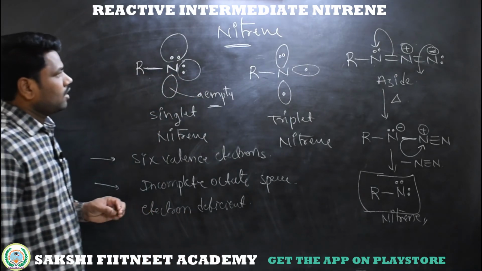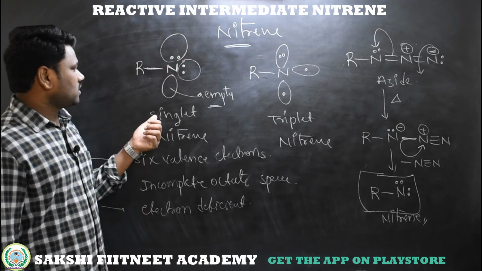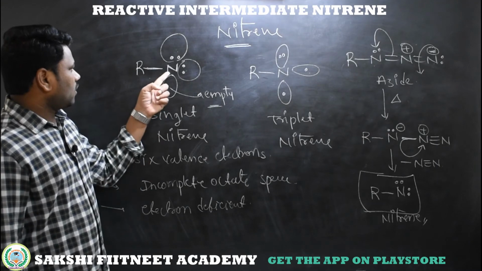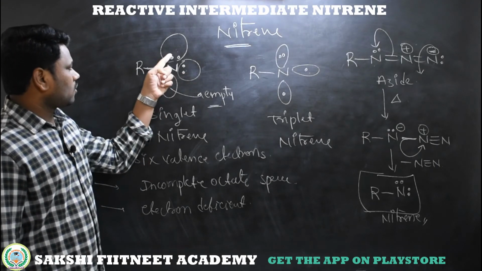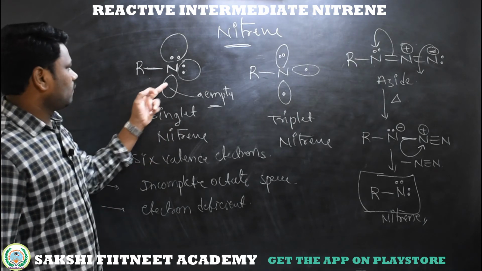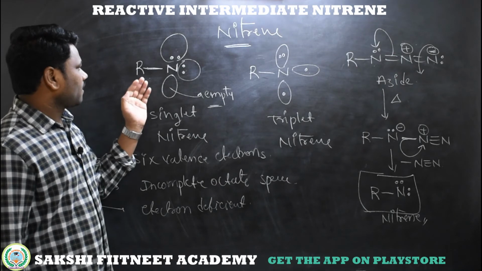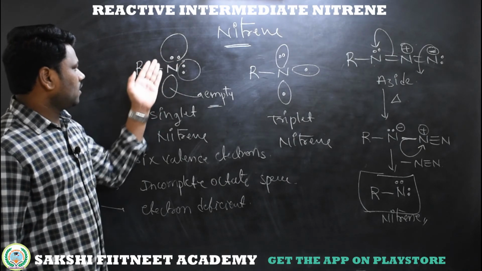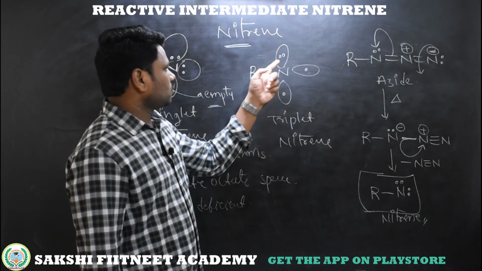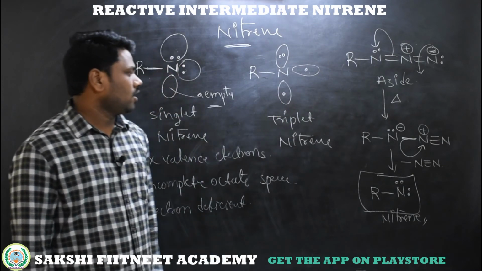So this is the simple nitrene intermediate, which shows a singlet state and a triplet state. In the singlet state, nitrogen has one bond pair and four electrons existing as two lone pairs, and one empty orbital is there. There are four orbitals around the nitrogen, s, px, py, pz. Here three orbitals are filled and one is empty. And in the other, two orbitals are filled and two have unpaired electrons. This is called a triplet.